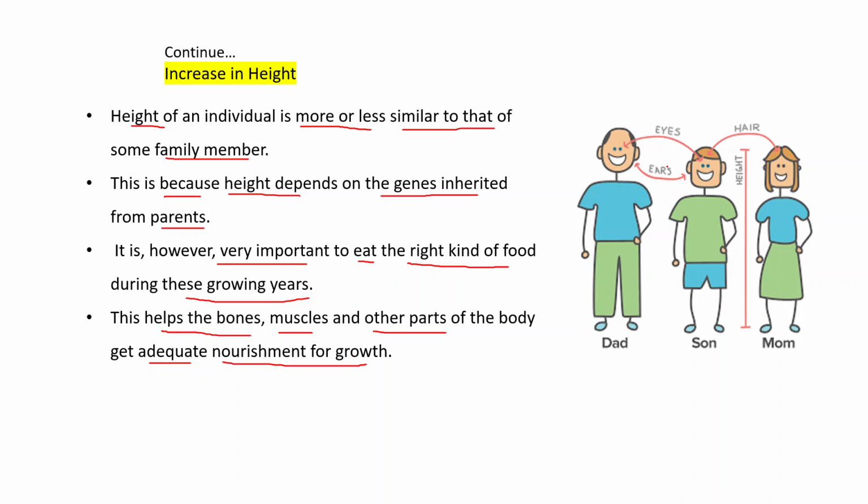Now you can see this is dad, this is mom, and this is son. You can say that the height of the son is similar to the mom. Okay, it may be similar to the dad, depending on person to person. It depends on the genes.